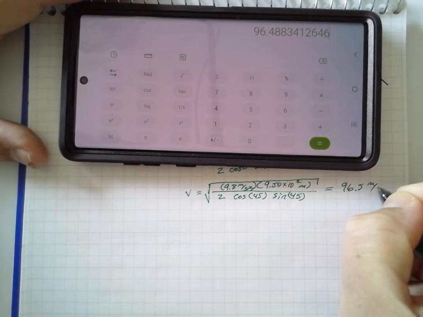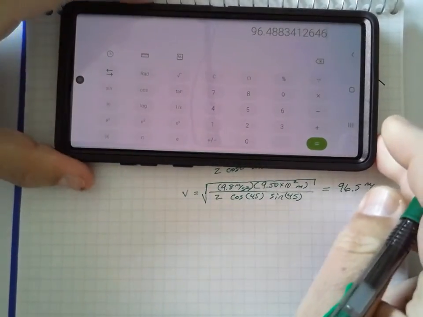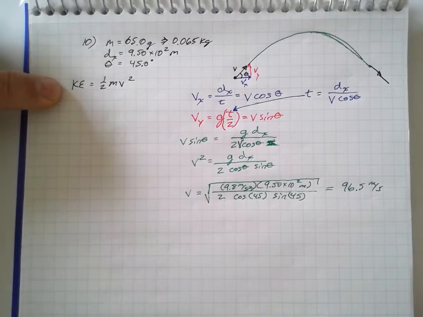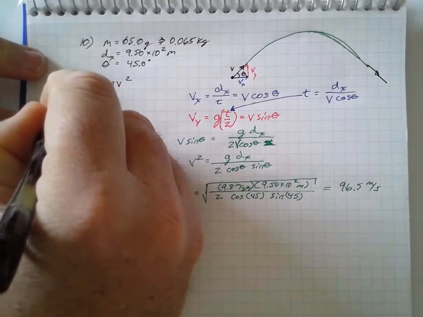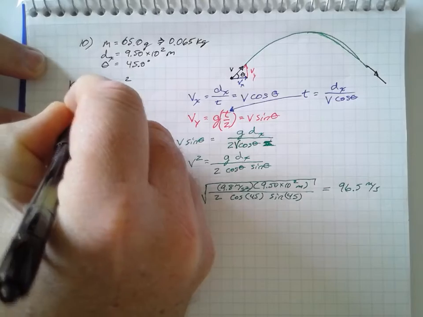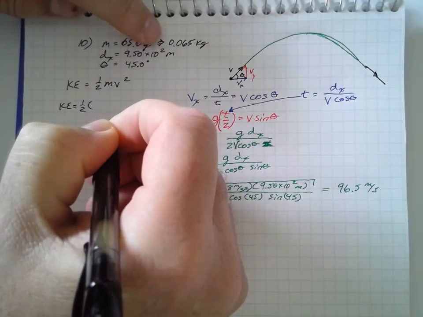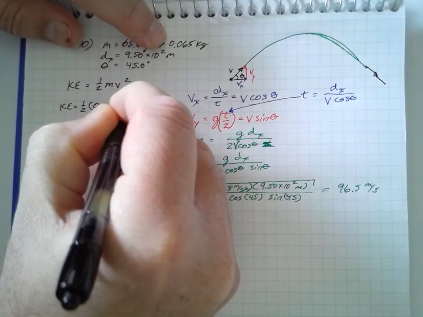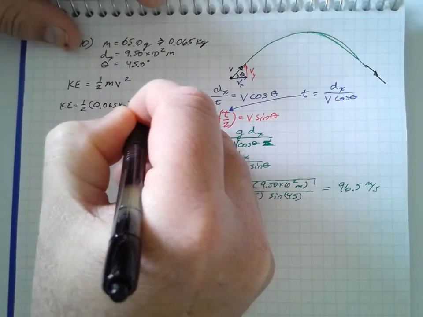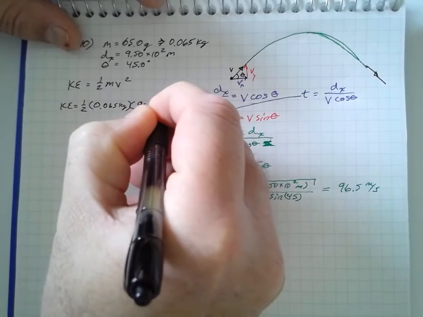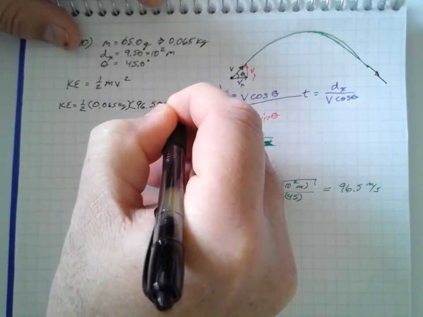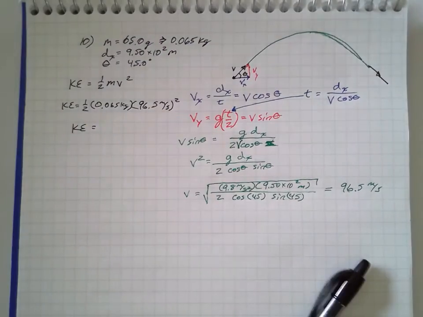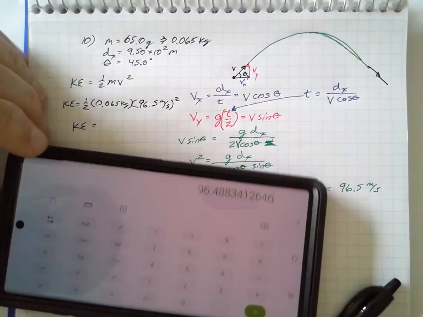And that equals 96.5 meters per second. So now I'm going to take 96.5 and put it into this equation back up here. So kinetic energy equals 1/2 times our mass, 0.065 kilograms, times 96.5 meters per second quantity squared. And that's going to be my kinetic energy for when the bow releases the arrow.